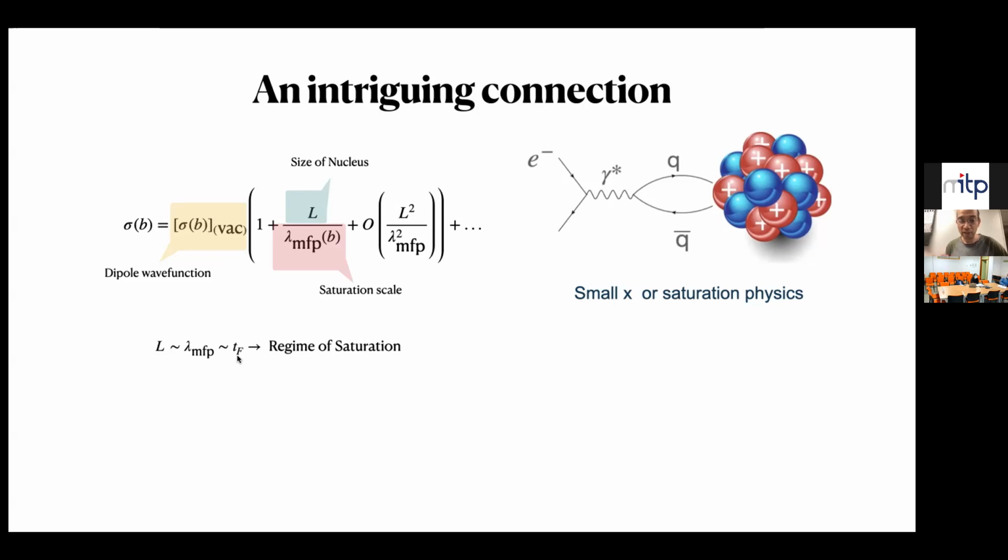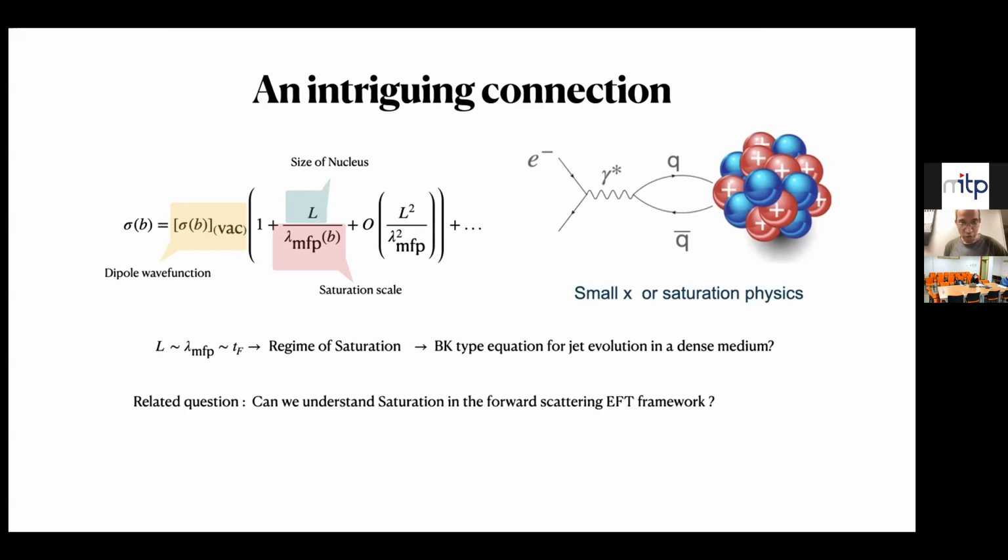And that raises an interesting question. We already know that in the case of saturation physics, the saturation phenomenon is described, at least in the large N_c limit, by the BK equation, which is a nonlinear equation. This suggests that even in this case, there should be some type of nonlinear equation for jet evolution in a dense medium. Which I think is really interesting and something which I'm trying to derive right now, which also raises the interesting related question: can we actually understand saturation in the forward scattering EFT framework, which is something I'm also working on.